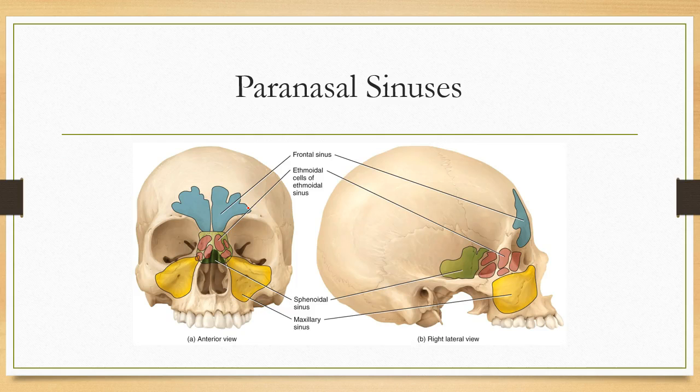So we see those here. So frontal in blue, ethmoid in red, and sphenoid in the green, with the maxilla as the yellow.